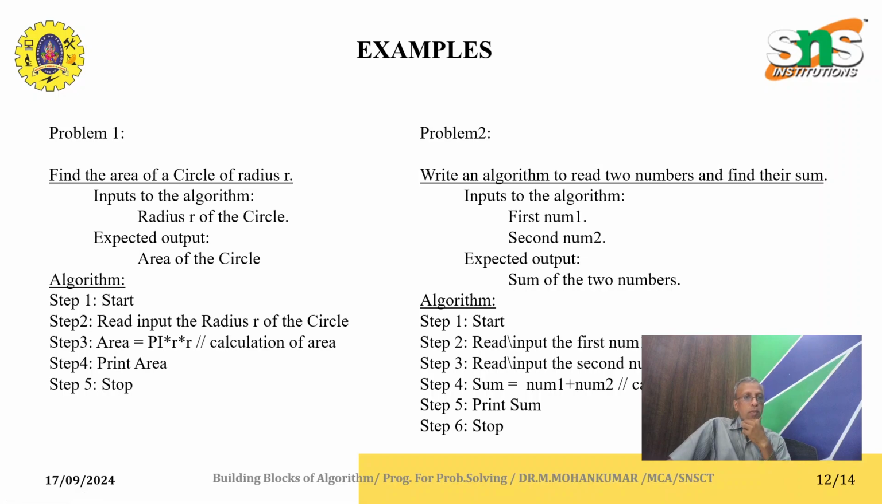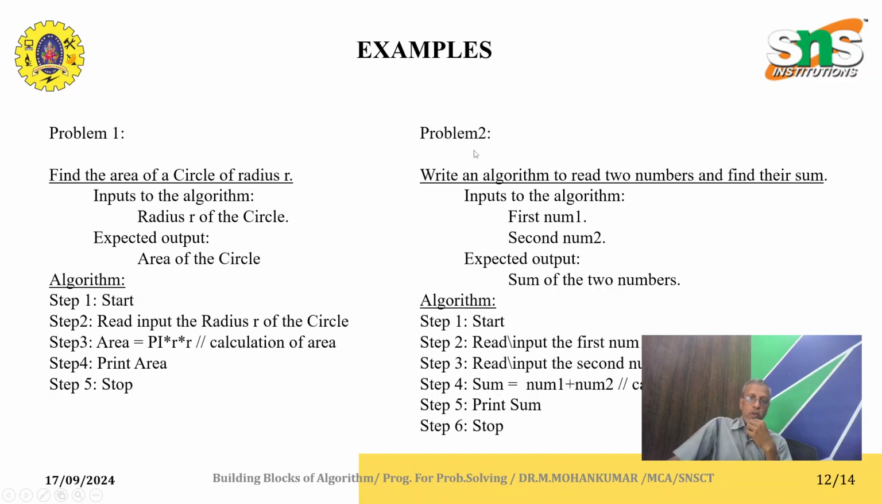Examples: problem 1 and problem 2. Find the area of a circle of radius r. Input to the algorithm: radius r of the circle. Expected output: area of the circle. Algorithm start, read the input radius r of the circle. Step 3, area equal to pi star r star r. Calculation of area formula was implemented. Then print area and stop.